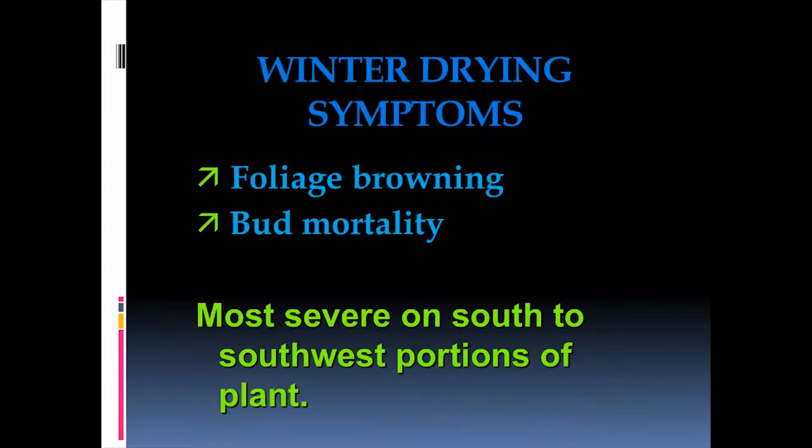What you'll see with winter wind damage is browning of the foliage, which is the same as frost and cold temperatures. So there's that similarity that I was talking about. You'll have bud mortality, leaf buds will die, flower buds will die, and it's usually on the prevailing wind side of the plant, the south or the southwest portion of the plant.